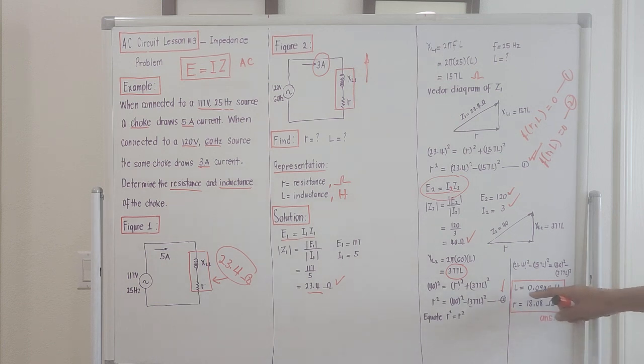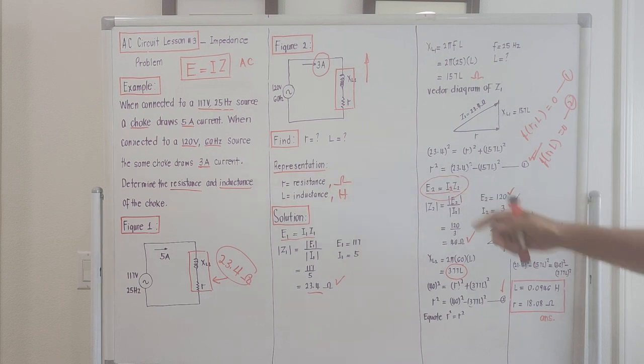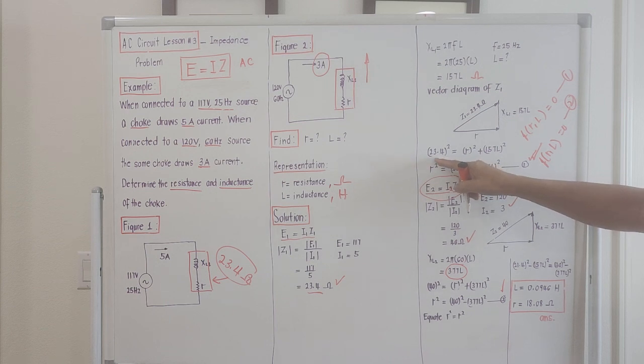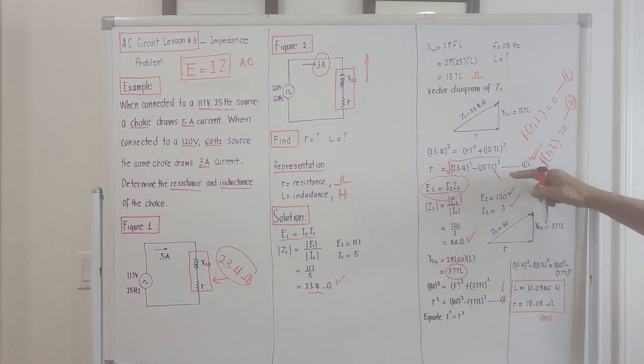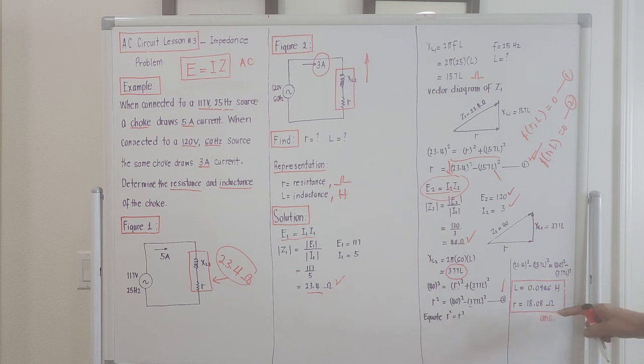After taking the value of L, we could go back to either equation number 1 or number 2 and compute for R. We just substitute this value here, then take the square root of both sides. After substituting the value of L, the value of R that comes out is 18.08 ohms. Okay, that's it.